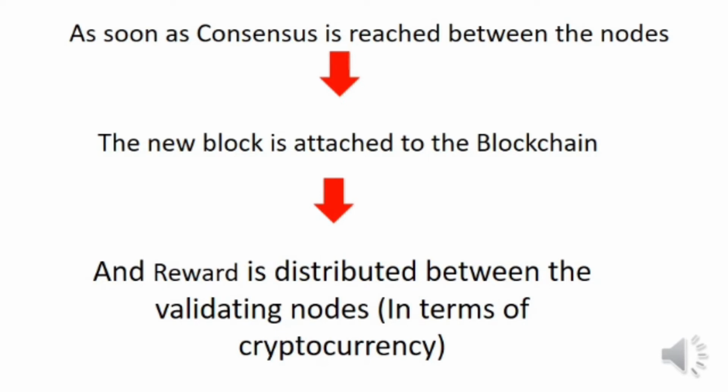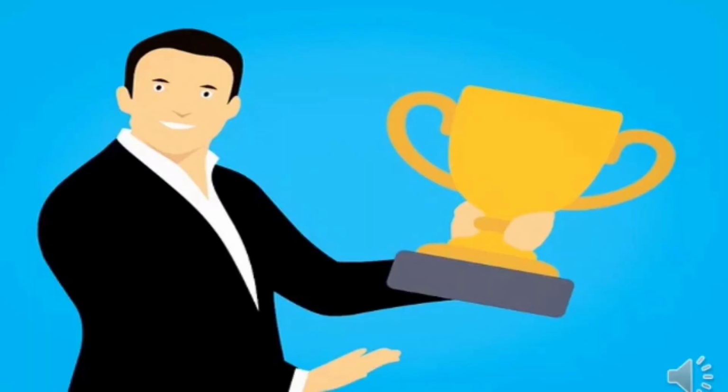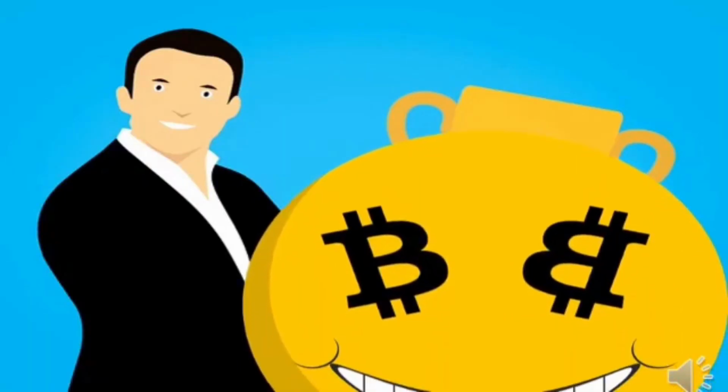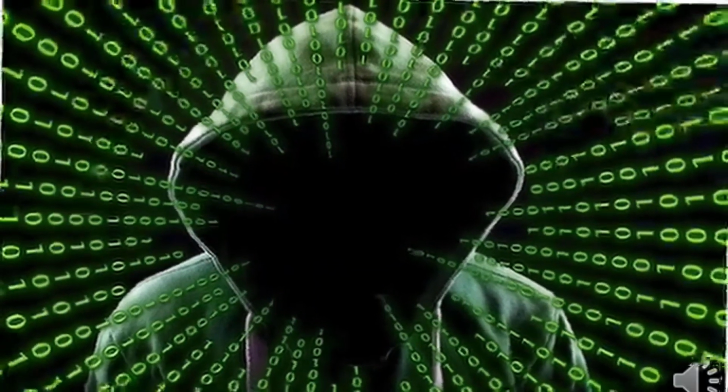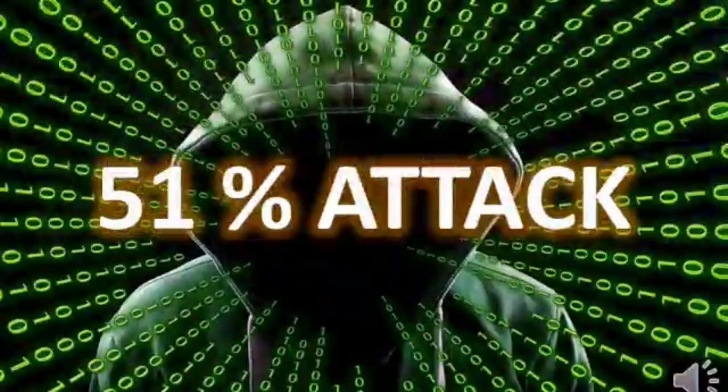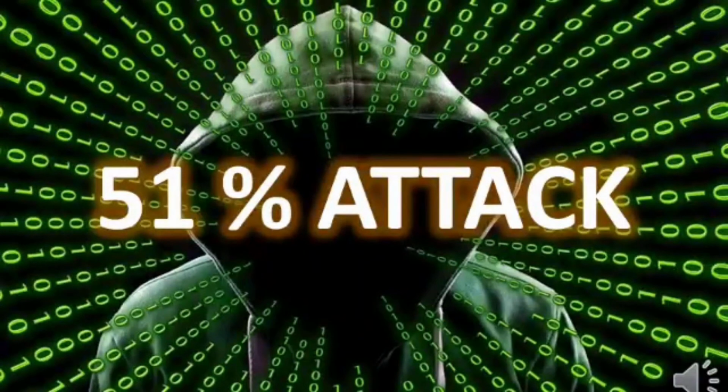The blocks that are altered will be vetoed by other nodes in the P2P network. As soon as consensus is reached between the nodes, the new block is attached to the blockchain. And reward is distributed between the validating nodes, in terms of cryptocurrency. In order to fiddle around with a blockchain, one has to take control of more than 50% of the peer-to-peer network, which is almost impossible to do without anyone noticing.